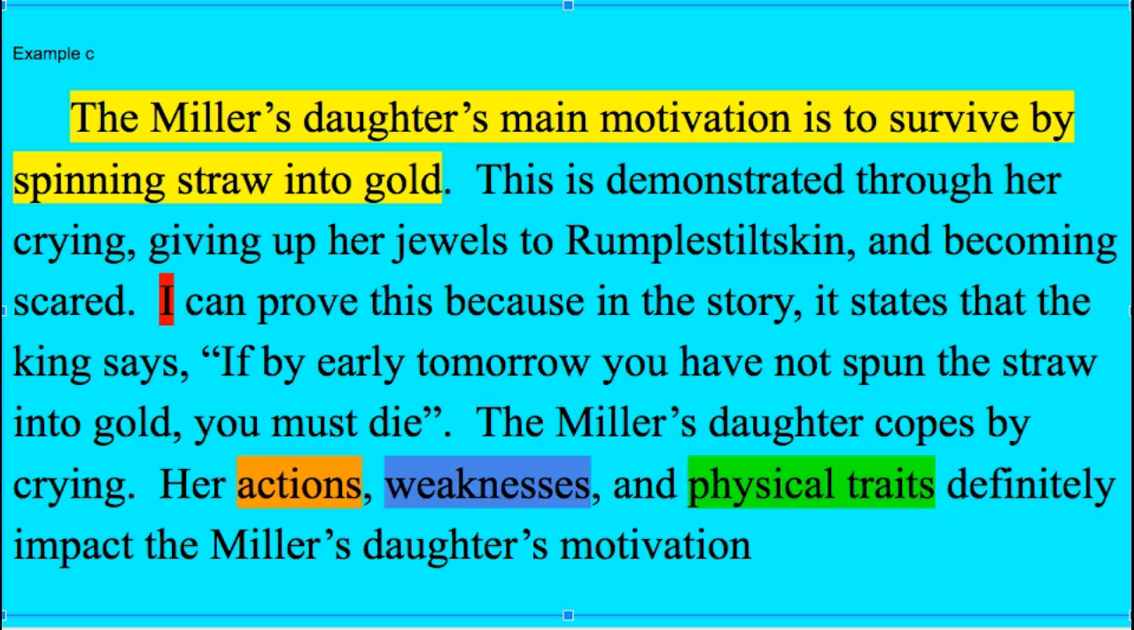None of the three supporting details are supported within the paragraph. The author did a nice job finding a quote and also explained the miller daughter's emotions by talking about how she copes by crying. But she does not go into detail about how her actions, weaknesses, and physical traits support her motivation to survive. In fact, nowhere in the paragraph does this author ever talk about the physical traits of the daughter.